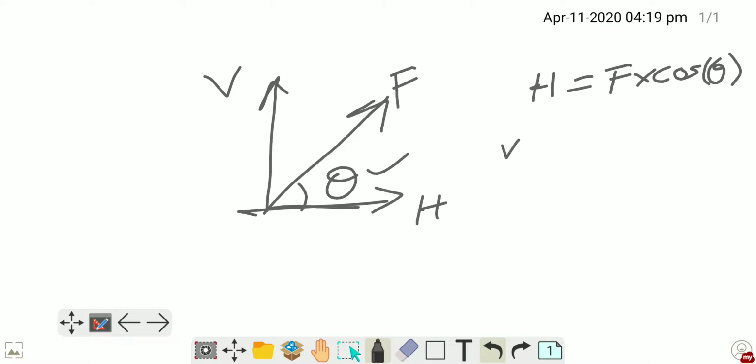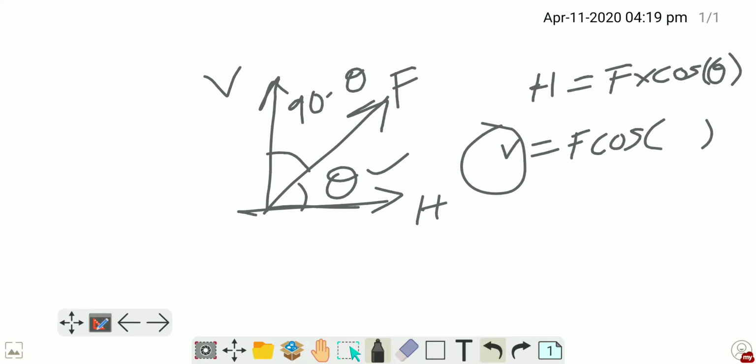In order to find the vertical component, F into cos, and here what do I have to place? I have to place the angle between the vertical axis and the force, because I'm calculating the vertical component. What could be the angle between the vertical axis and the force? It could be 90 minus theta. And cos of 90 minus theta is nothing but sine theta.